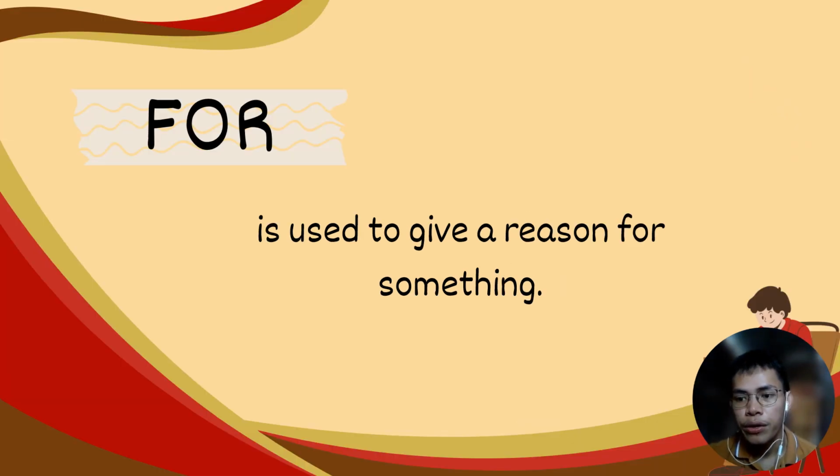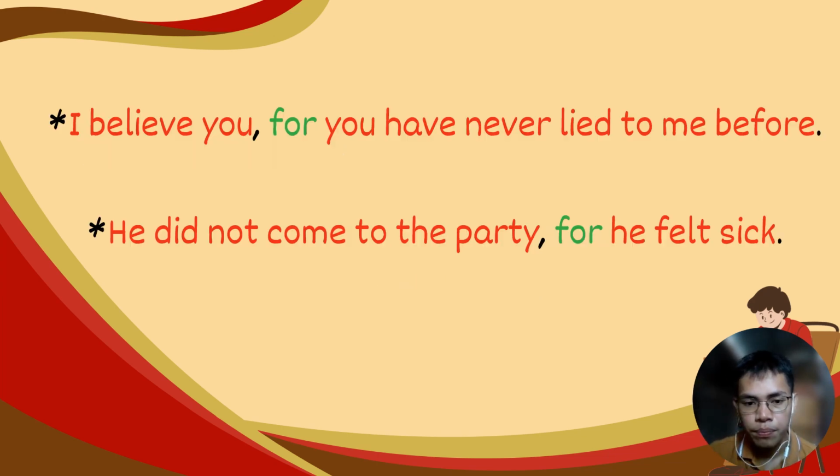Okay, so now that we are done with the flexible coordinating conjunctions, let us proceed to the limited coordinating conjunctions. So let us have first the limited coordinating conjunction for. So for is used to give a reason for something. And normally it can only join two independent clauses, introducing the second independent clause as the reason for the first one.